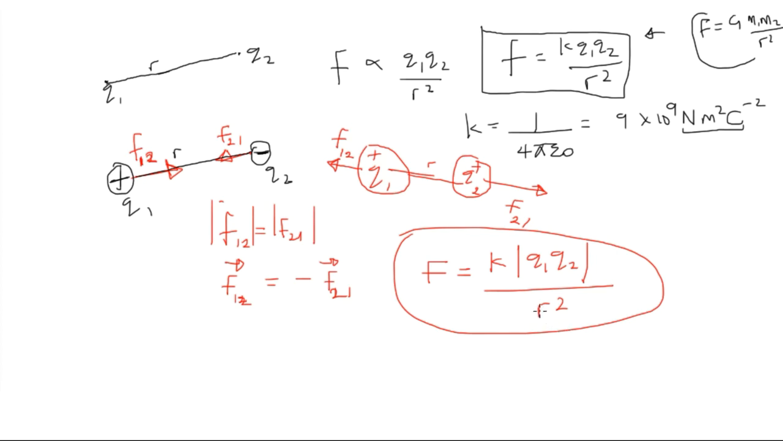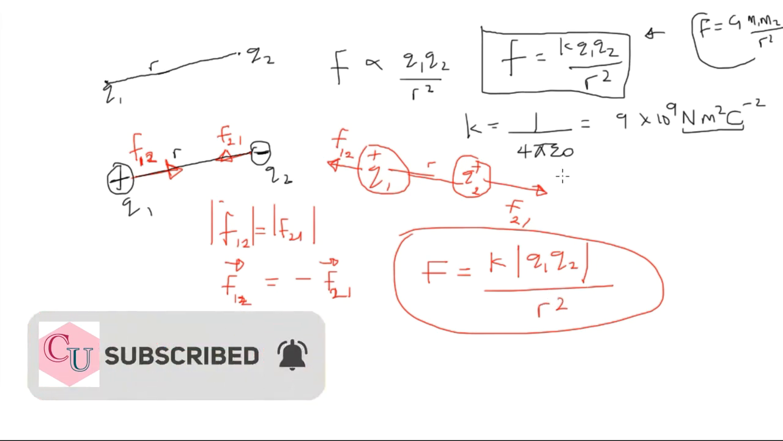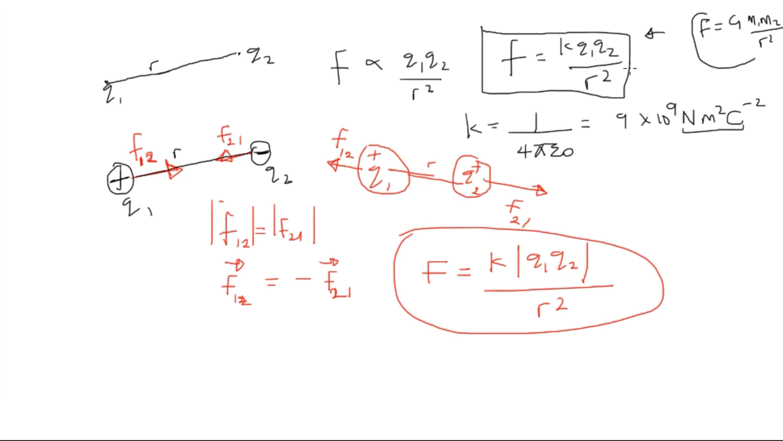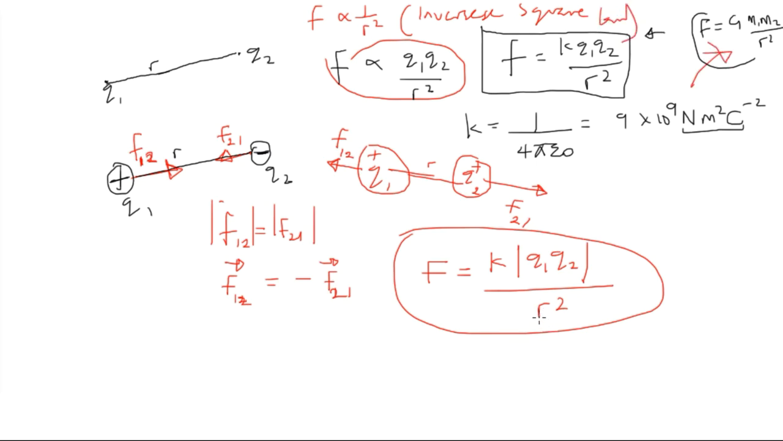Now you should note the implication of this R squared is what we refer to as the inverse square law. So we'll notice from this that F is proportional to 1 over R squared. It obeys the inverse square law. And the implication is that if the distance between two charges is doubled, we have K Q1 Q2 over (2R) squared, which is the same thing as K Q1 Q2 over 4R squared.